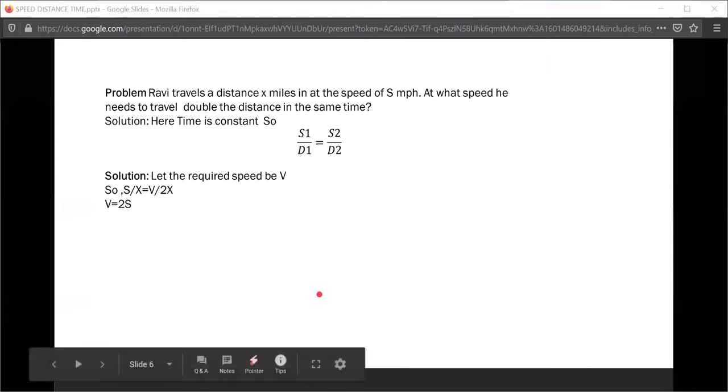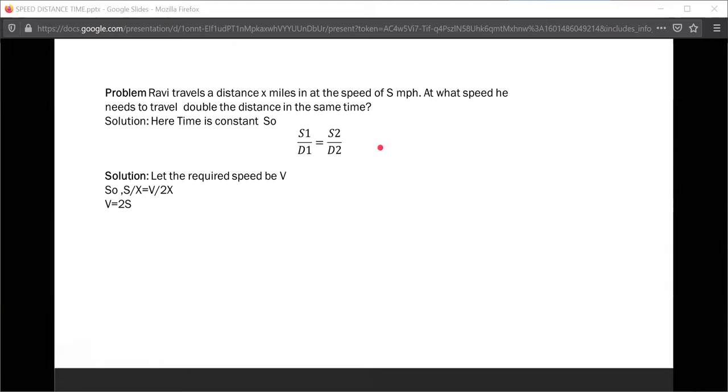Okay, so Ravi travels a distance x miles at the speed of s miles per hour. At what speed does he need to travel to double the distance in the same time? So what can we do here? Time is constant.